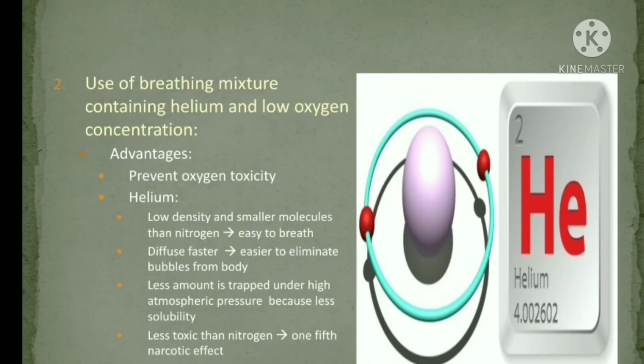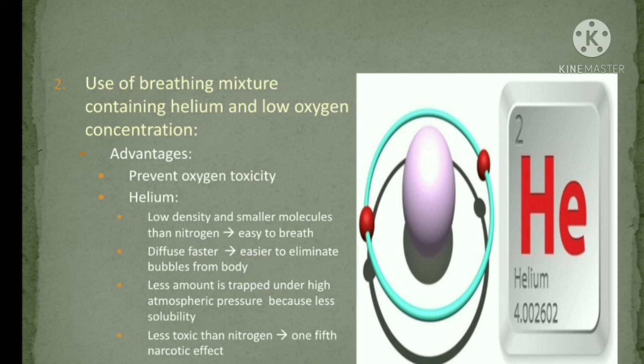Second, the use of a breathing mixture which contains helium and low oxygen. What are the advantages of this mixture? The first advantage is that it prevents oxygen toxicity. And second, helium has lower density and its molecules are smaller than nitrogen, so it can be easily breathed.